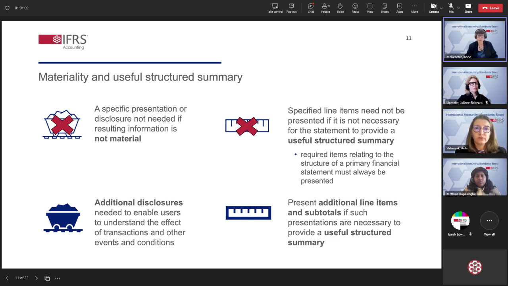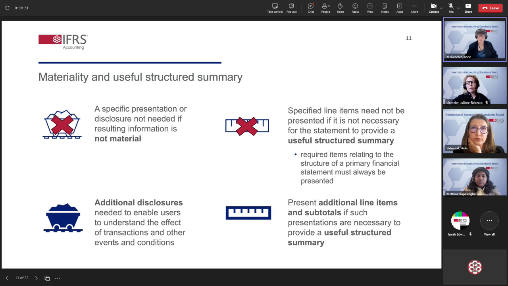So, for example, the structure of the statement of profit or loss is established by the requirements to present operating profit and classify income and expenses in categories. Accordingly, a company must apply these requirements and cannot claim that they would not result in the statement of profit or loss providing a useful structured summary.